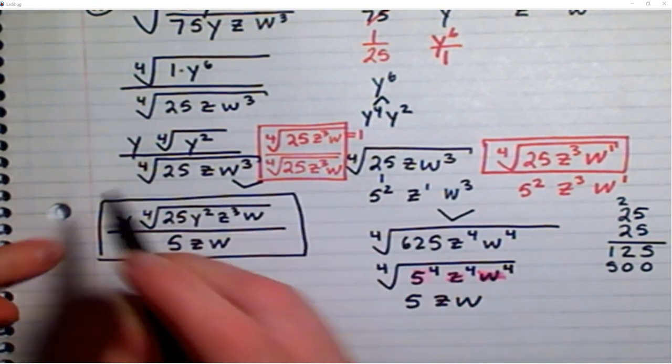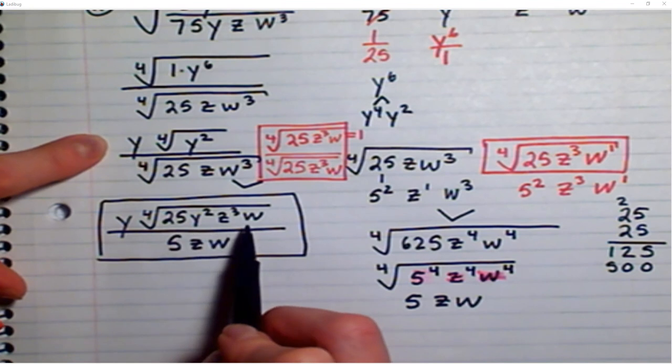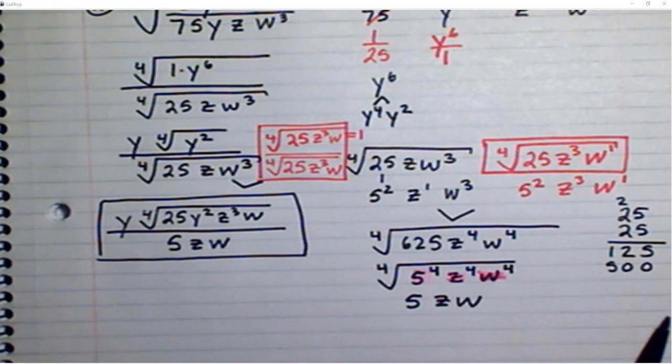Now, as I'm boxing this, I am already looking at that numerator. I know that there's no perfect 4ths because I already looked at the 25. That's only 5 squared. Nothing else will simplify.